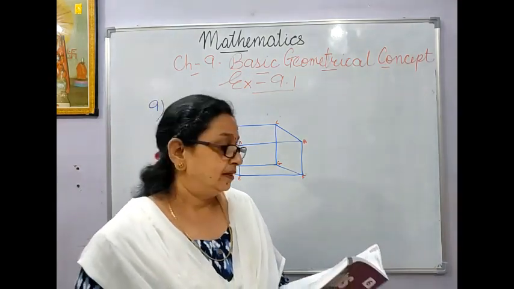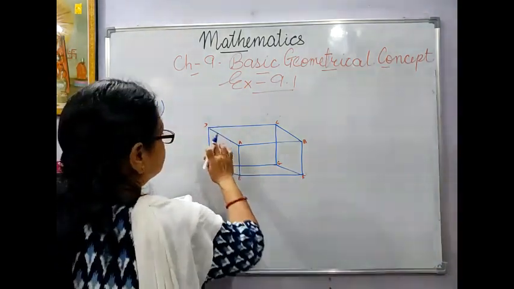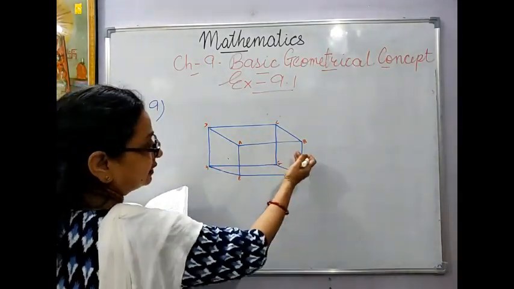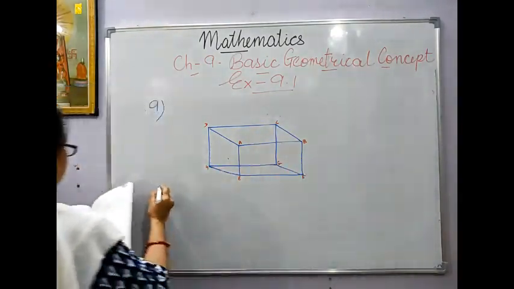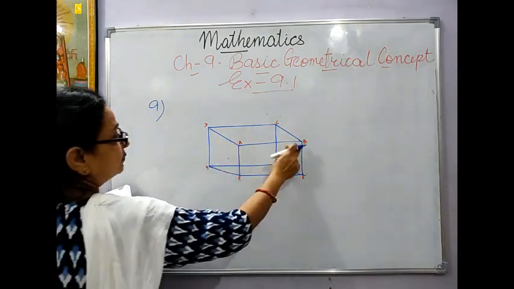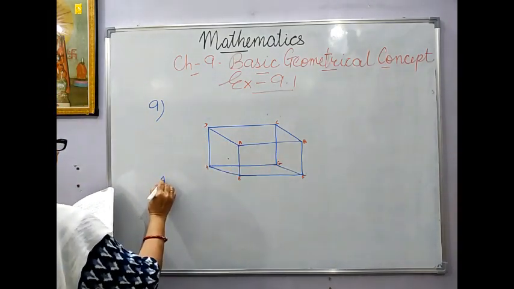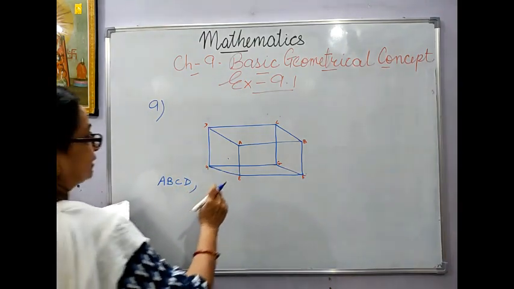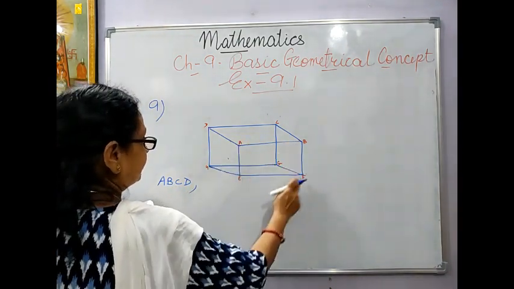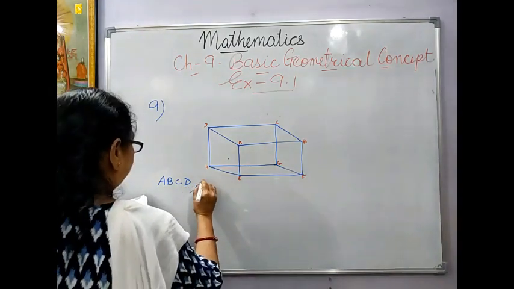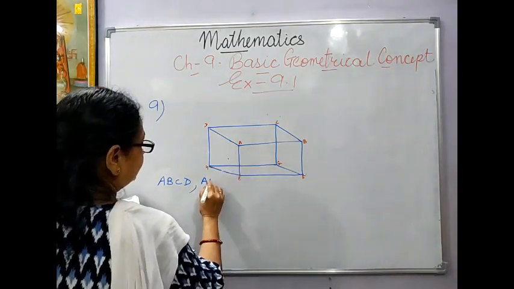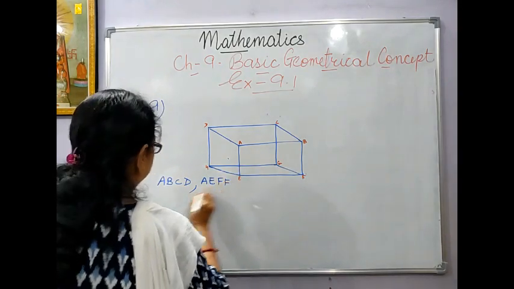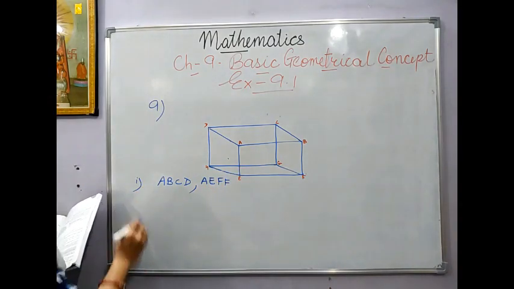All planes. So there are a number of planes. See children, this is the first plane, second plane, one is inside it, another that side. So we will name it. It will be first A, B, C, D. Then second, if we see, it will be A, B, F, E. So it will be A, E, F, B. This is your first answer, you can say.